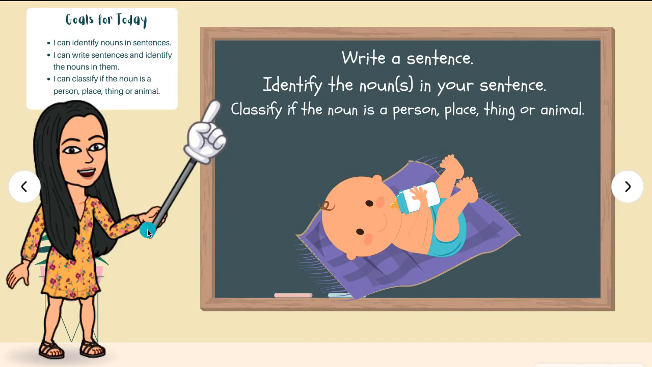One of your goals for this lesson is to write sentences and identify the nouns in them. During this time, I'd like for you to take out a piece of paper and a pencil. I want you to look at this picture on the board and write a sentence that tells about it. Don't forget to underline the nouns in the sentence. And when you're finished, go ahead and play this video.